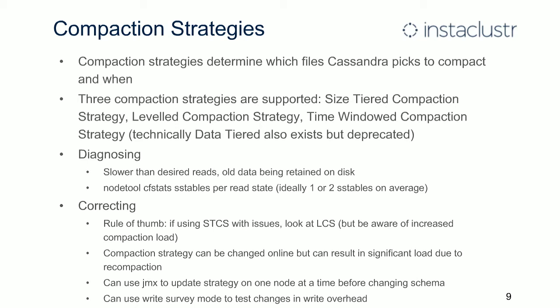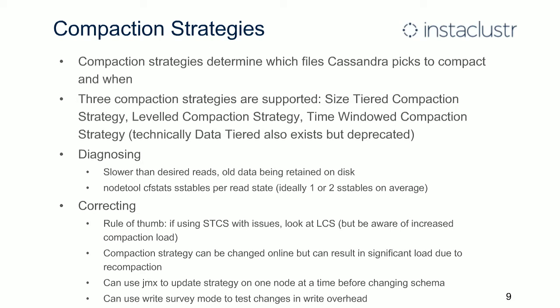One slightly glib rule of thumb is that if you're using size-tiered compaction strategy and you're not happy with how fast your reads are going, then look at leveled compaction strategy. The main difference is that leveled compaction strategy, when it chooses what tables to compact, tries to keep partitions together. Size-tiered compaction strategy is less concerned about bringing partitions together, and that kind of just happens by luck.